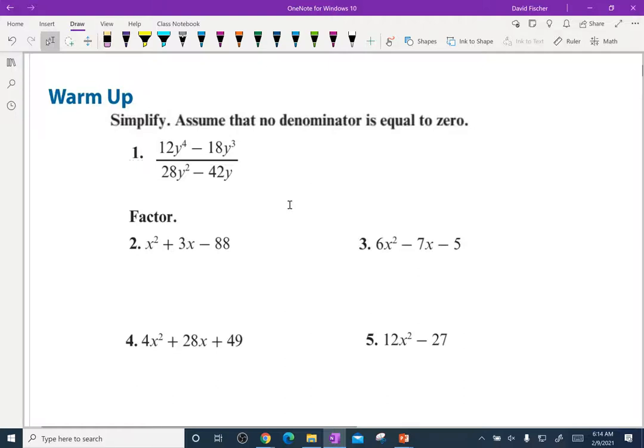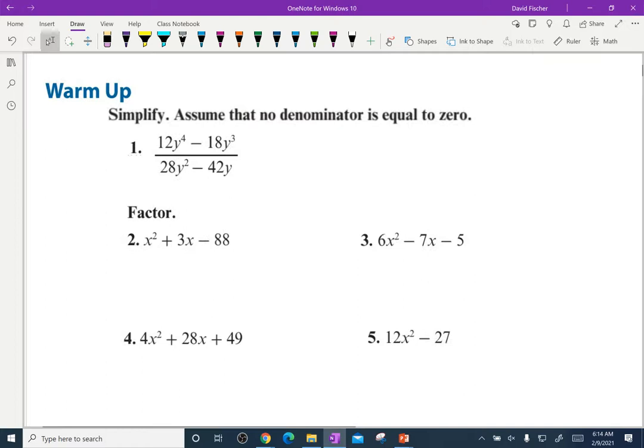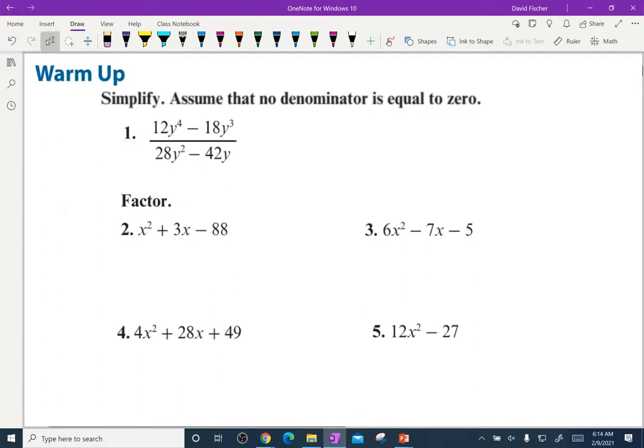Hey, good morning. All right, so today we're going to wrap up polynomials and factoring. So again, we can't forget how to multiply polynomials, how to add and subtract them, how to put them in order. But today we're going to just focus on wrapping up factoring. When you do the warm-up today, number one, I want to help you with. So don't worry about number one, but do numbers 2, 3, 4, 5. And then we'll come back and talk about number one.